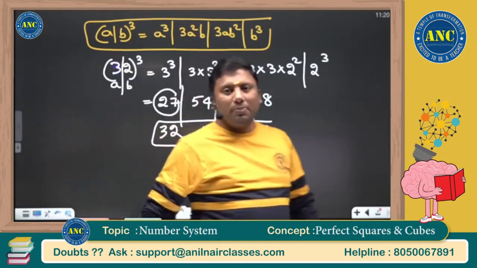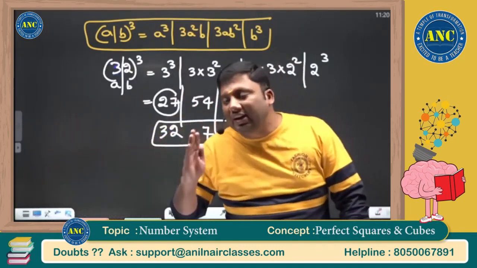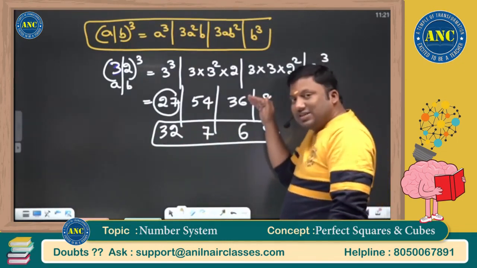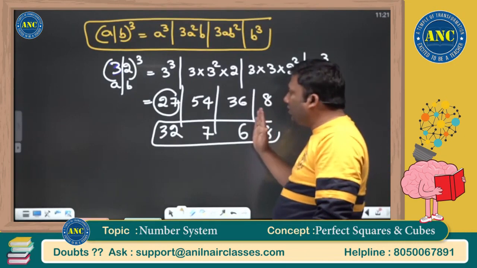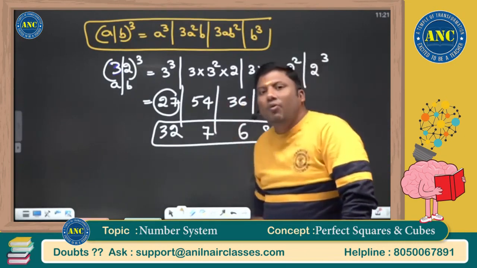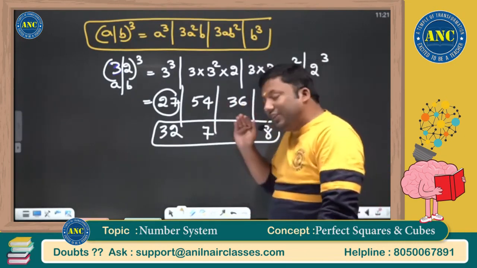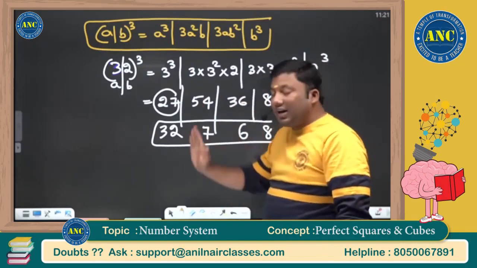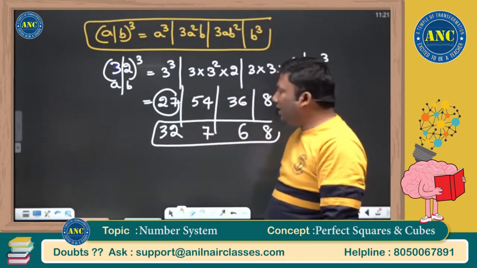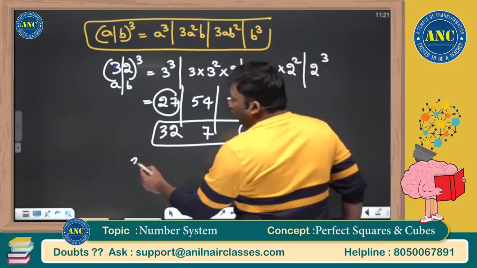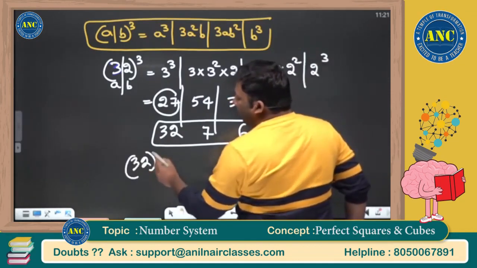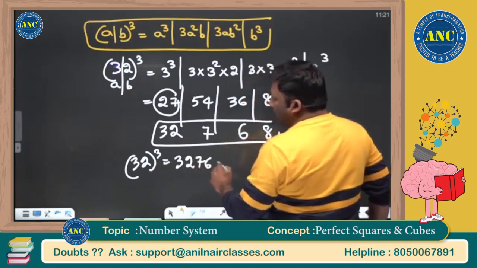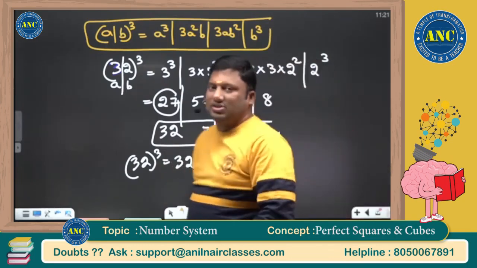Except the leftmost place, in every place write down the unit digit. 8, write down as it is. 36, what is the unit digit? 6, write down as it is. 3 carried. What is 54 plus 3? 57. What is the unit digit in 57? 7. 5 carried. What is 27 plus 5? 32. So 32 whole cube is nothing but 32768.